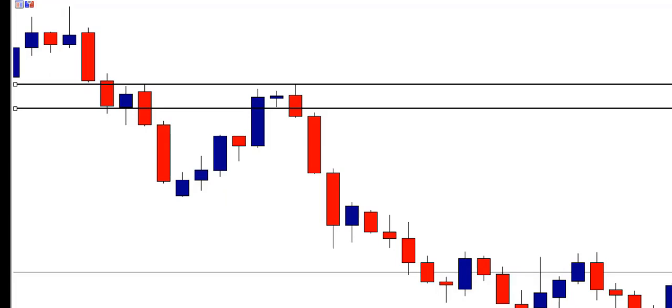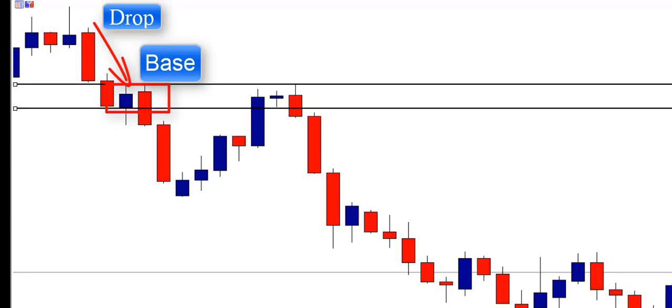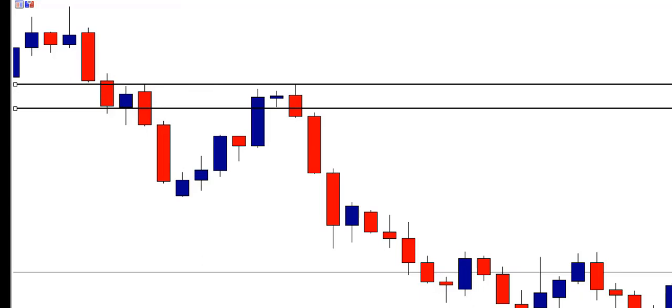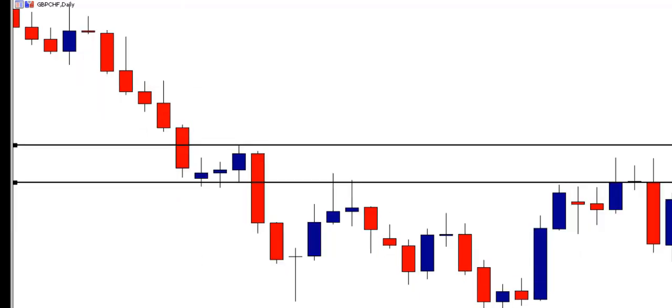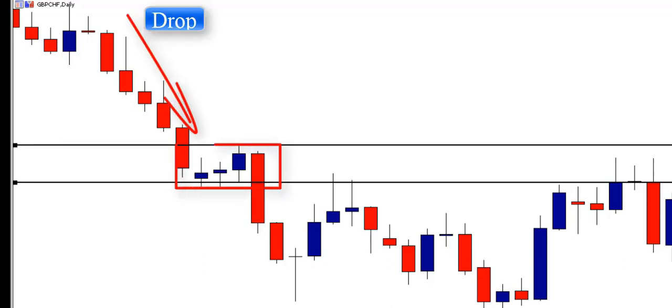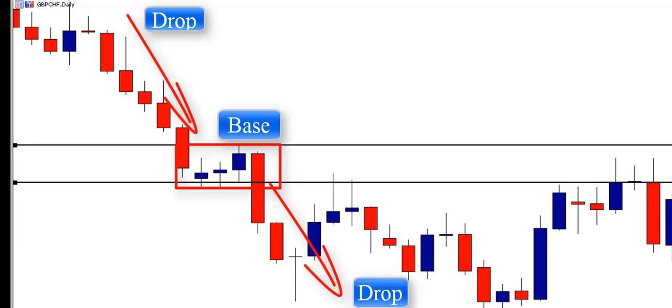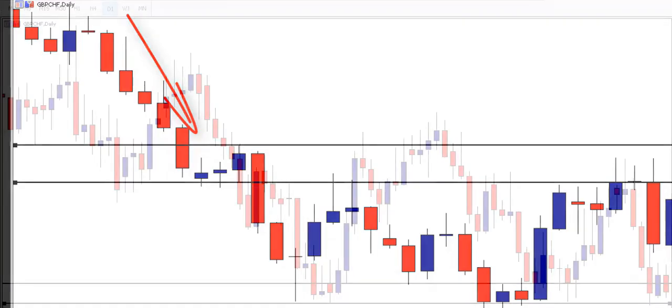This is another example. A drop followed by a base and a drop. When the market returns to test this supply zone, prices go down. Let me give you another example. This is another daily chart example that shows a clear drop-based drop continuation pattern. So this is the first move down, base or consolidation, followed by another move down. This is the supply zone, and when the market returned to test it, it was obviously rejected.